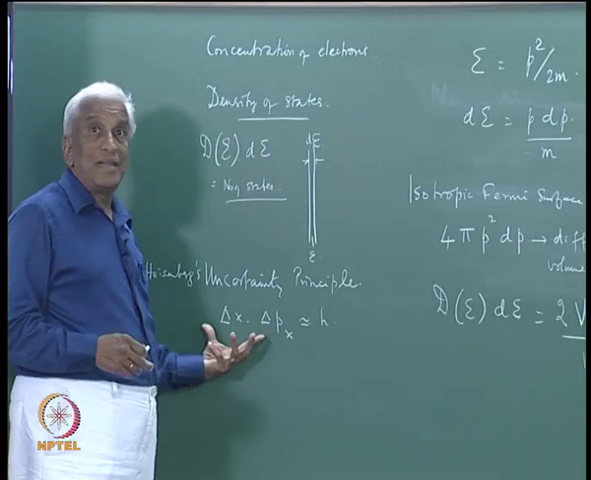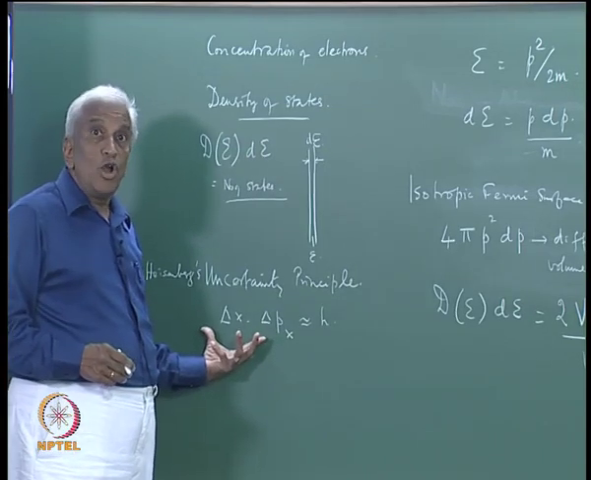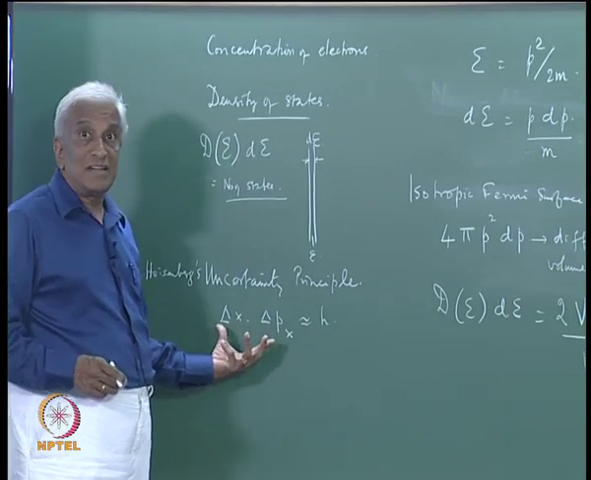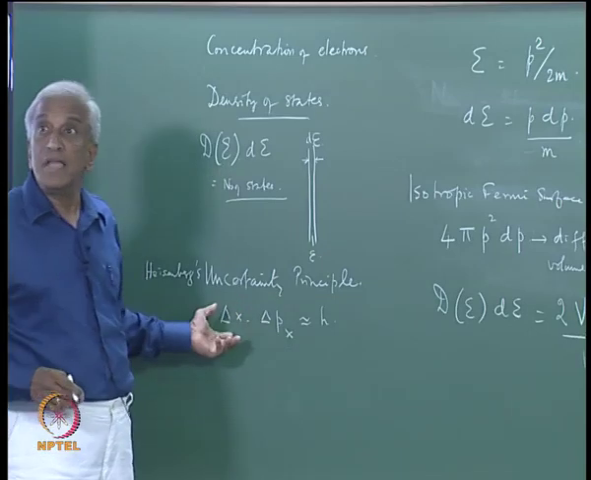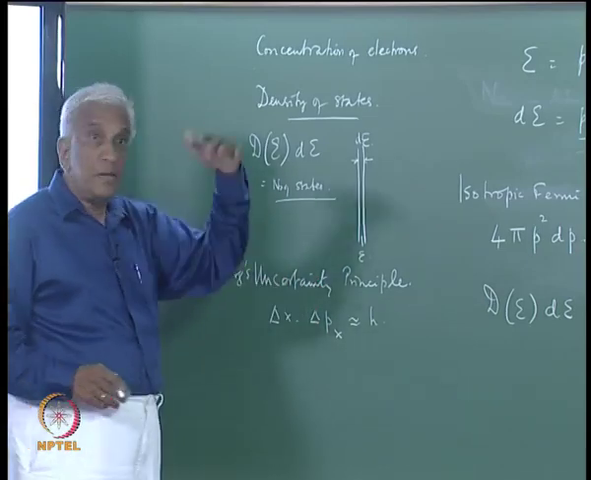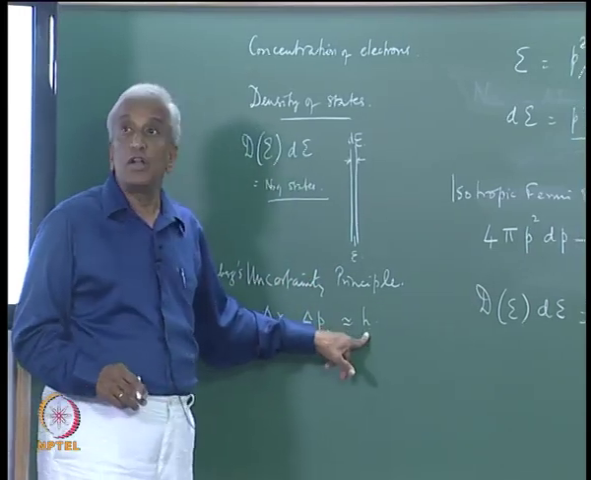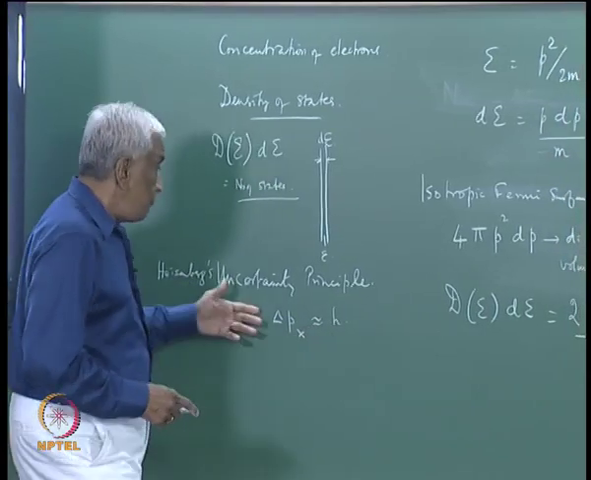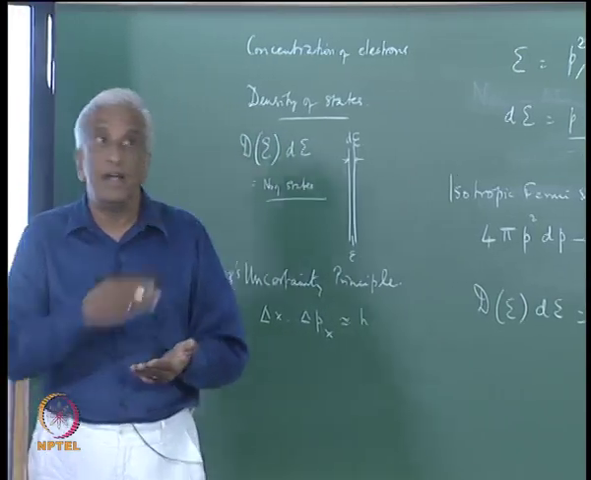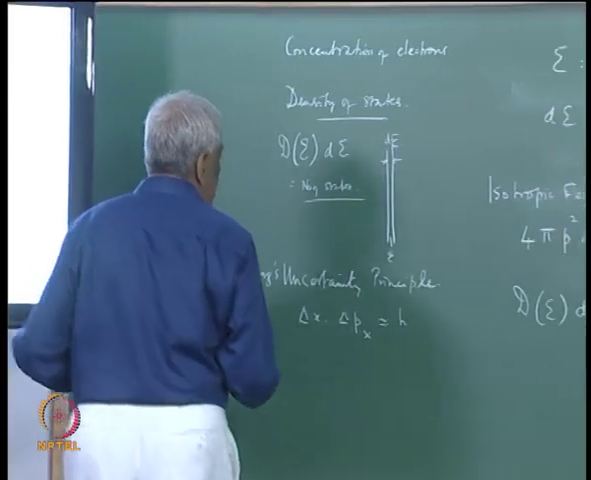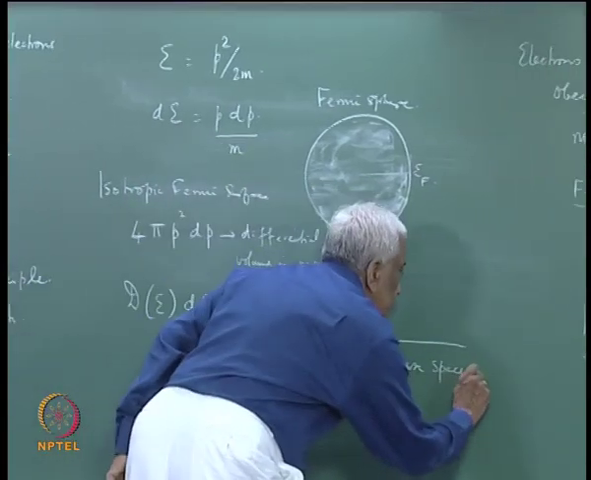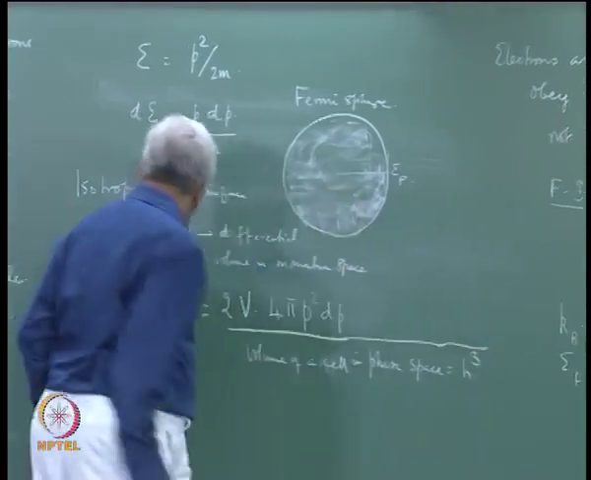You cannot locate a particle beyond this accuracy in quantum mechanics. So, this is the minimum uncertainty. The extension in real space and momentum space is of the order of the Planck's constant. So, if we use the same argument for all 3 dimensions in real space and all 3 components of linear momentum, then we get this volume as h cube.